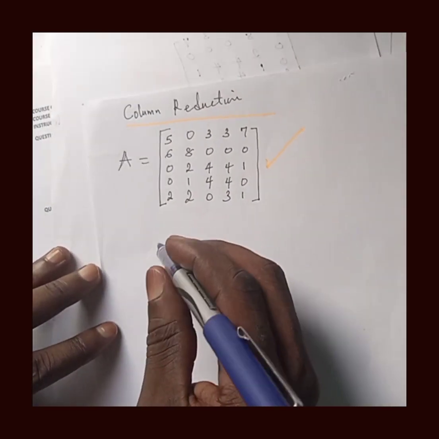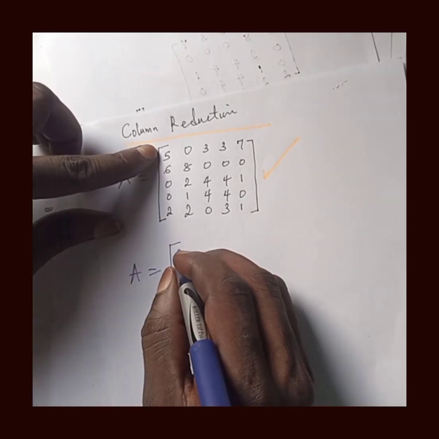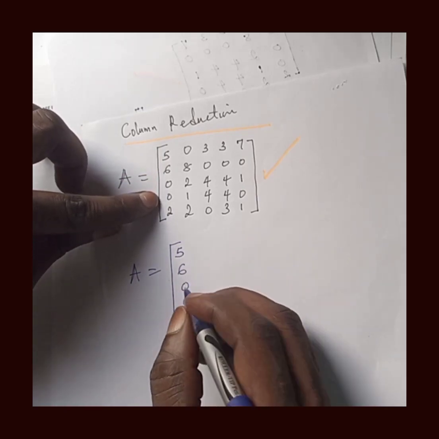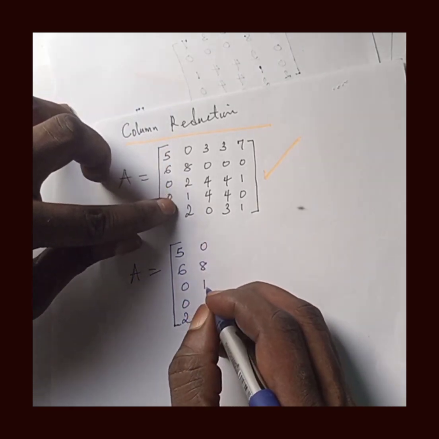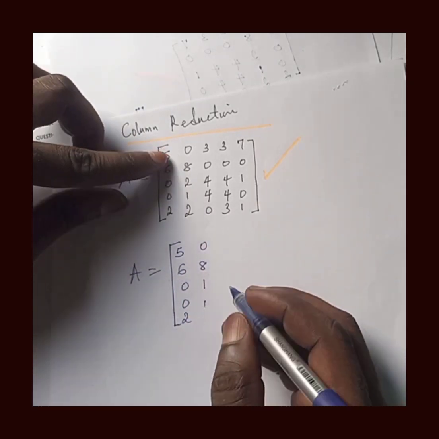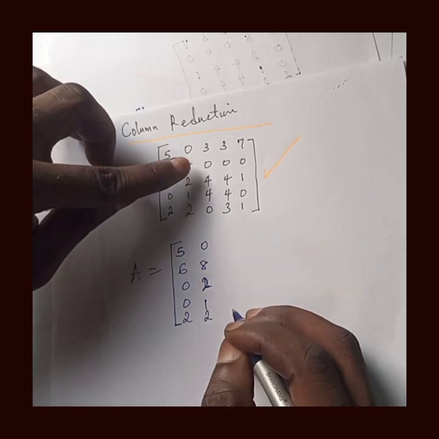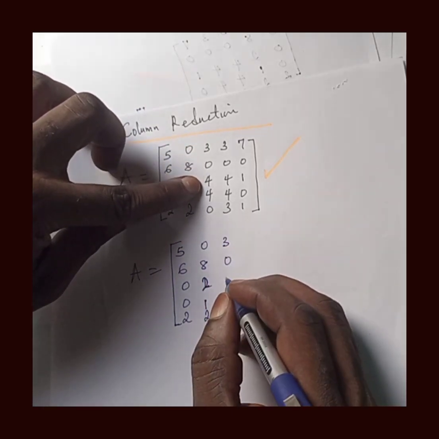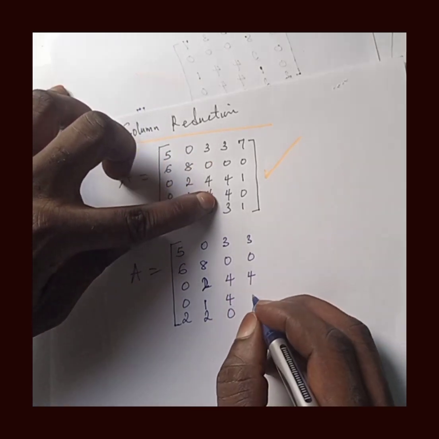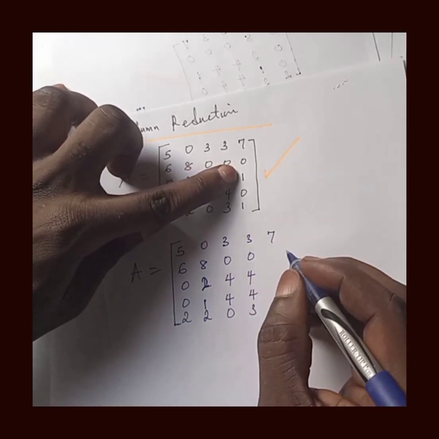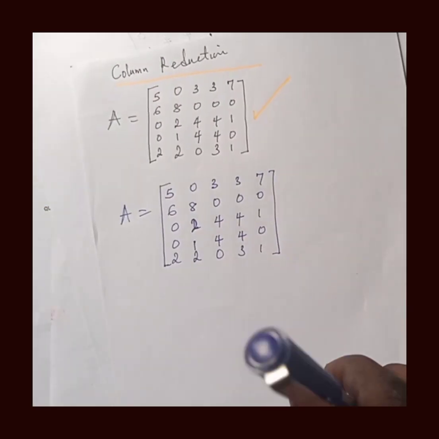So let's repeat what is here. We have 5, 6, 0, 0, 2, then 0, 8, 2, 1, 2. I'm sorry, this is 0, 8, 1, 2. Then we have 3, 0, 4, 4, 0, then 3, 0, 4, 4, 3, then 7, 0, 1, 0, 1. So now let's assign it.